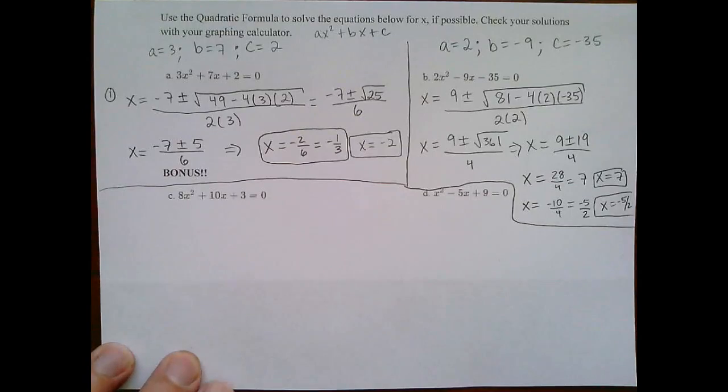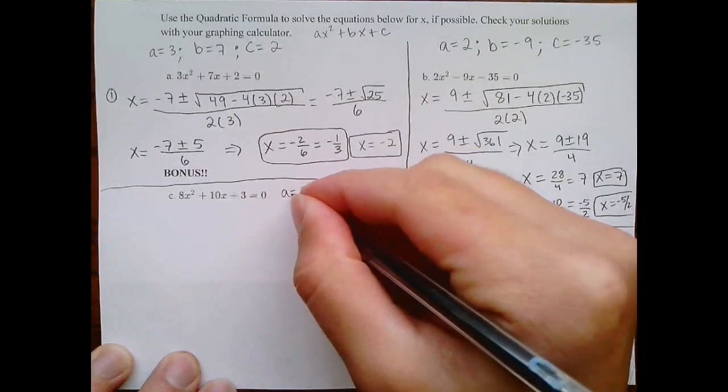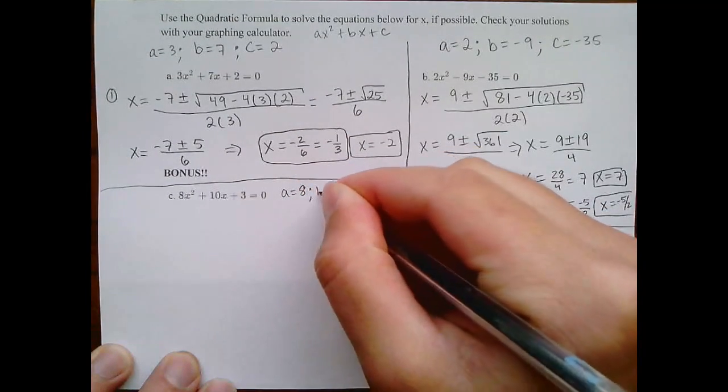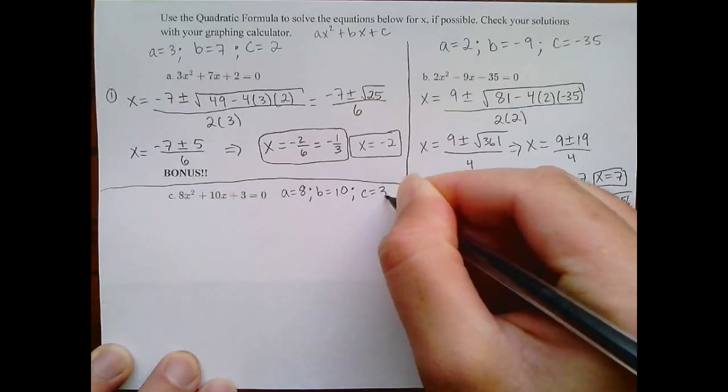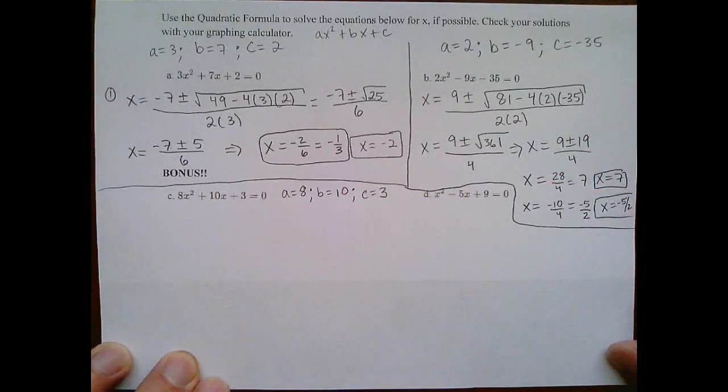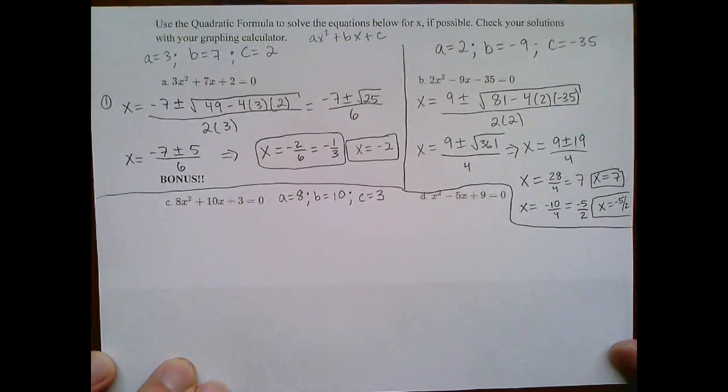So can we do it? How about the a value? Well, the a value is in front of x squared, the b value is in front of x, and the c value is the constant. So how about a is 8, b is 10, and c is 3? It goes in order, just like the alphabet.